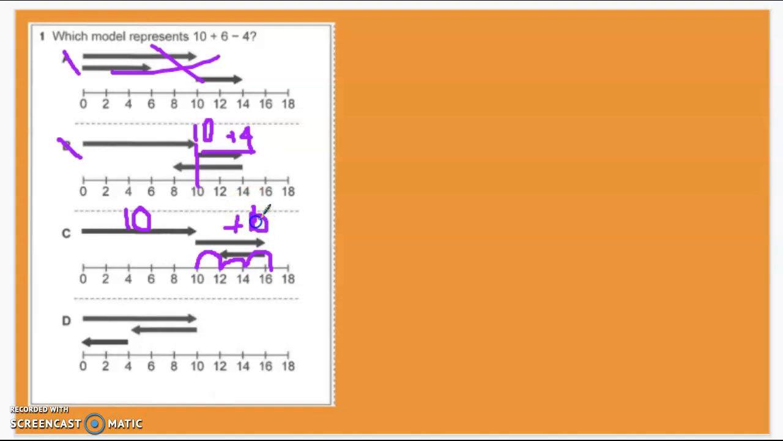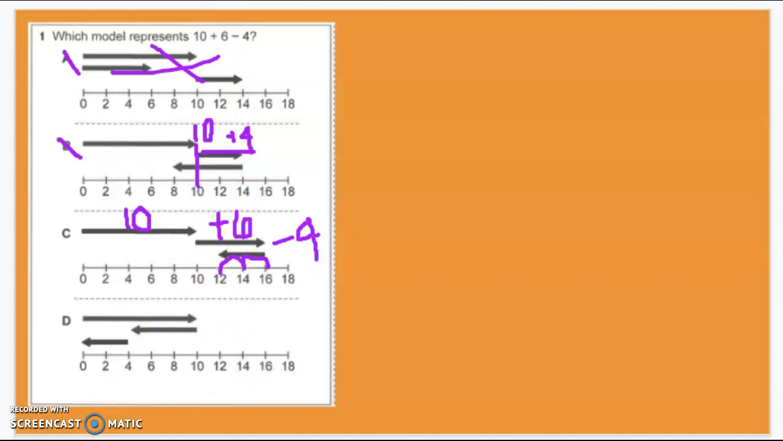So 2, 4, 6. That is adding 6. All right. And then let me erase this so we can see that. This is adding 6. And then minus 4. So I'm starting at 16 and I need to go back 4. I need to subtract 4. So 2, 4. It's counting by 2s. So this does represent 10 plus 6 minus 4.